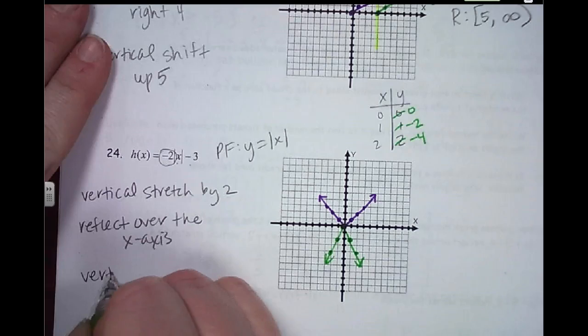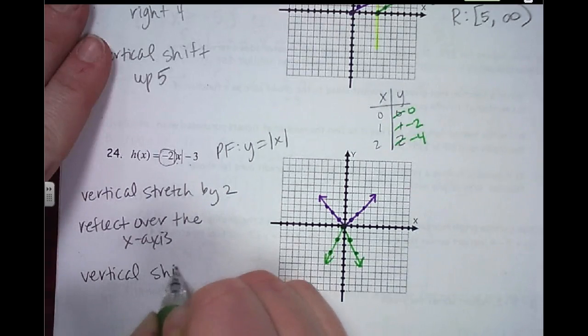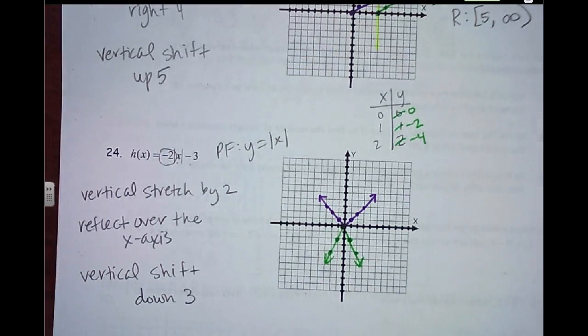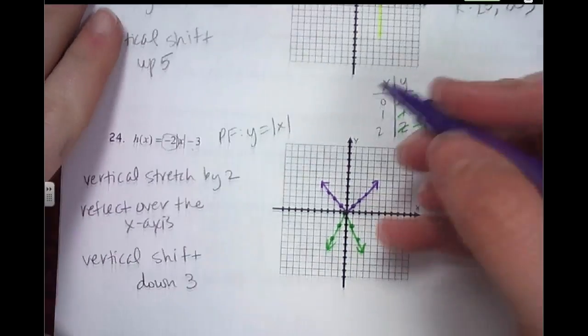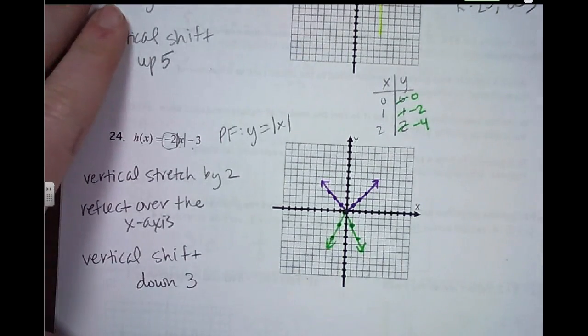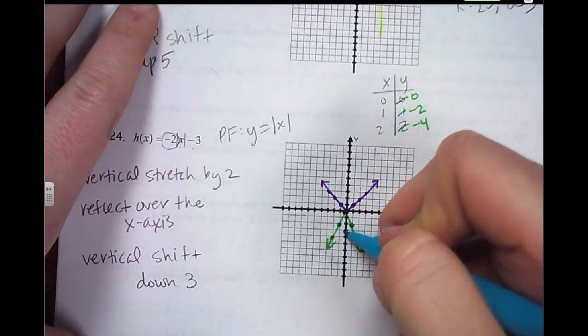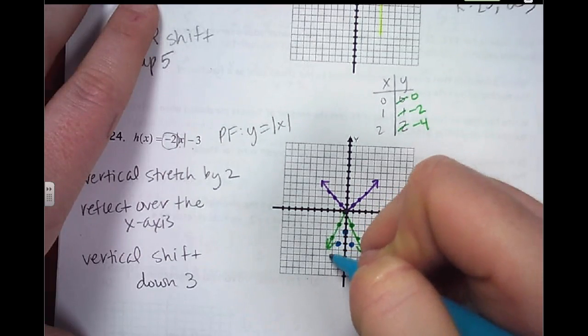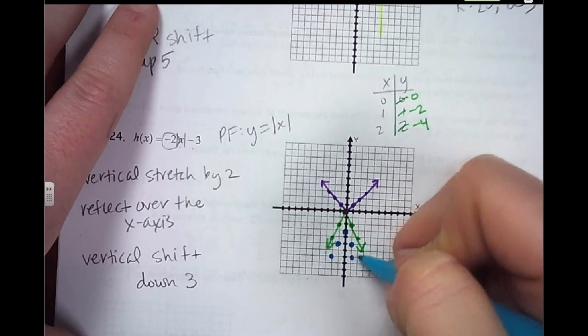The very last thing you would do is this -3. So that's a vertical shift down 3. So I'm going to take each of those coordinate points. Vertical shift down 3. I'm going to take, let's see, blue. 1, 2, 3. 1, 2, 3.